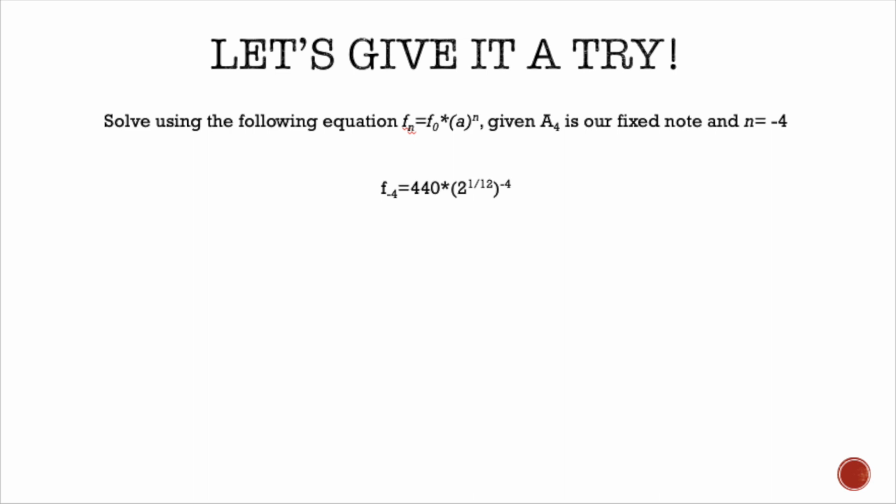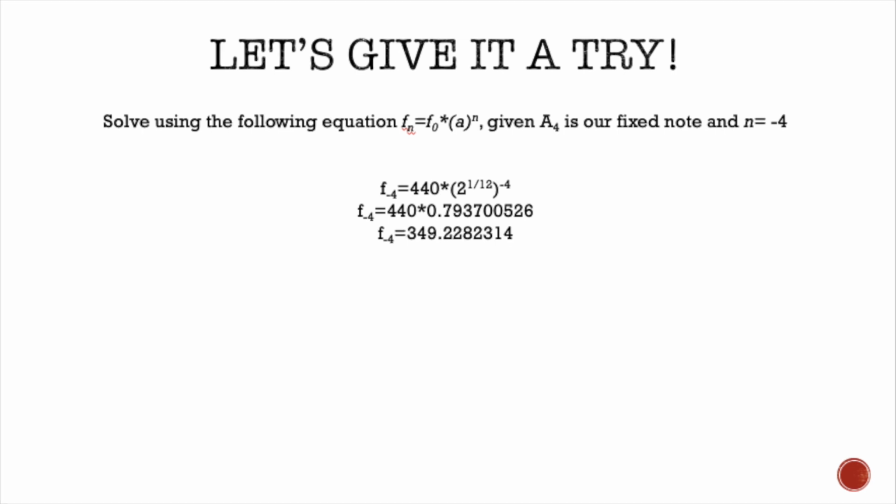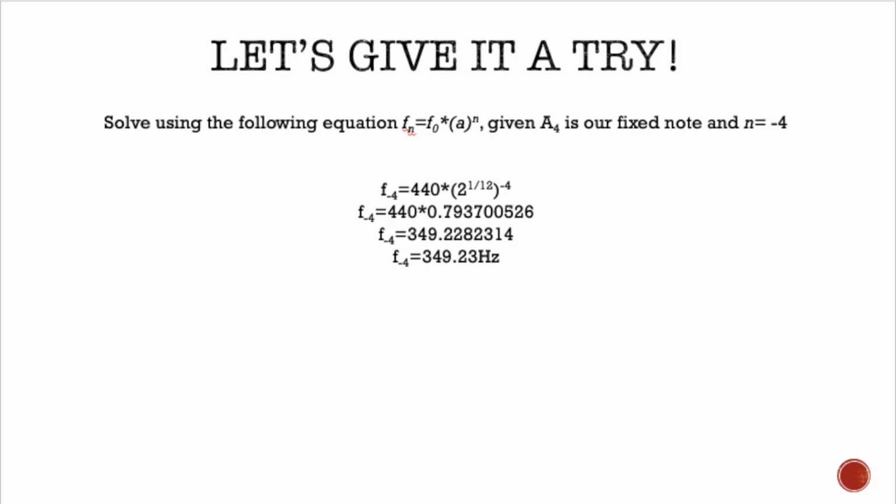Beginning to solve, we're going to use the order of operations, so we're going to start with the exponents. We take 2 to the 1/12th power and then put it to the negative 4th power to find that it equals 0.793700526, which then multiplied by 440 will equal 349.2282314. Rounding to the nearest hundredth, we will find that equals 349.23 Hz.